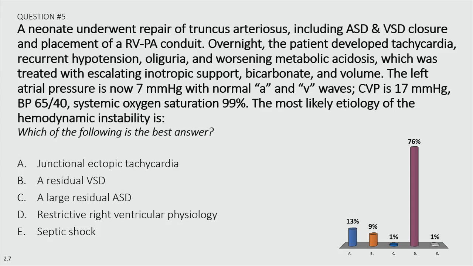All right, that's pretty good. The correct answer here was D, restrictive right ventricular physiology. And the hint in this question was that patients after neonatal truncus repair or neonatal TET repair often have restrictive right ventricular physiology, right? You've got a VSD patch on one side.